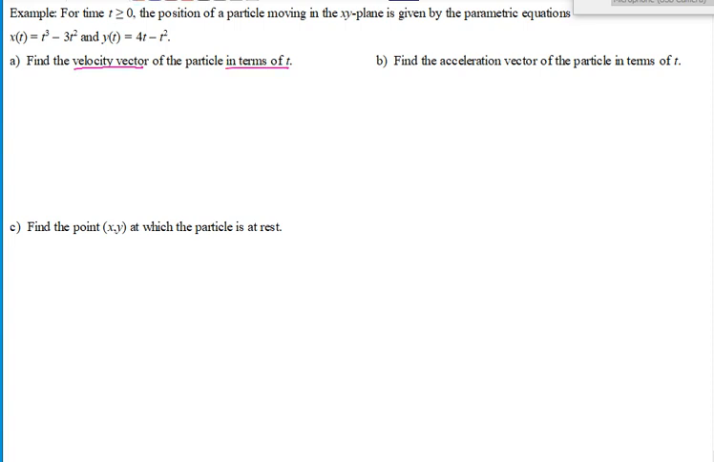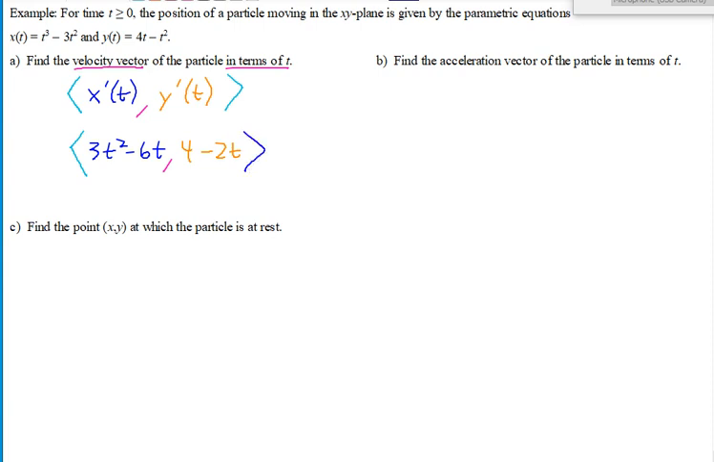So vectors we write like this, and velocity, just in general, would be x prime of t, comma, y prime of t. Or it'd be dx dt, dy dt if we had the other notation. And here it says in terms of t, so we're not substituting a specific time. So we just take the derivative of each. The derivative of x, dx dt, you can see would be 3t squared minus 6t. And the derivative of y is 4 minus 2t. So there's our velocity vector.